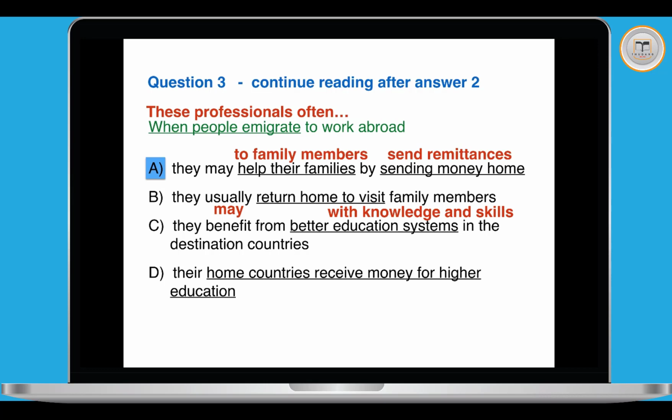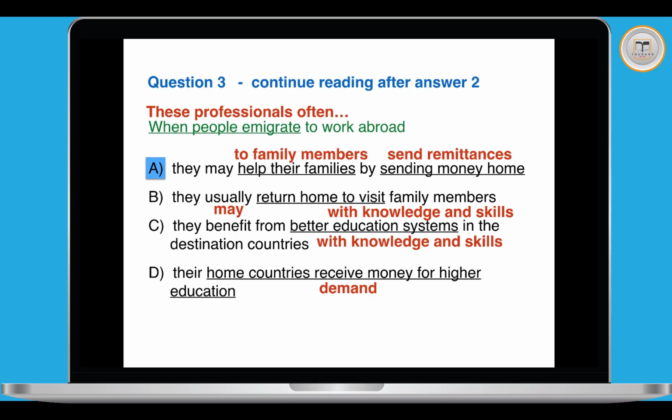C, they may benefit from better education systems. Well, it mentions knowledge and skills again that they'll get, but it doesn't actually say that their education systems are better in the destination countries. And D, their home countries receive money for higher education. Higher education was mentioned, but it said the demand for higher education could increase, not about receiving money for higher education. A is definitely the right choice.